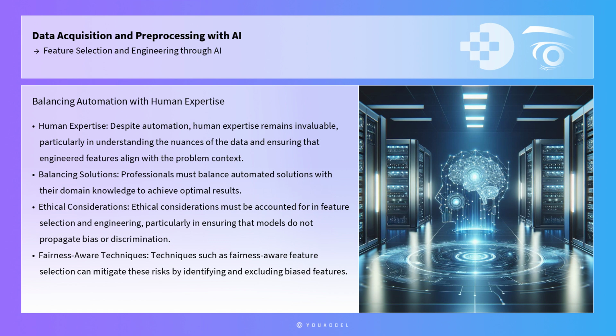Moreover, ethical considerations must be accounted for in feature selection and engineering, particularly in ensuring that models do not propagate bias or discrimination. Techniques such as fairness-aware feature selection can mitigate these risks by identifying and excluding biased features.